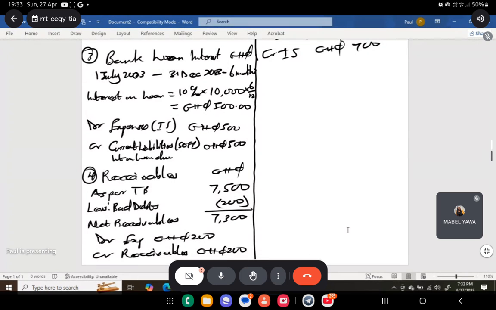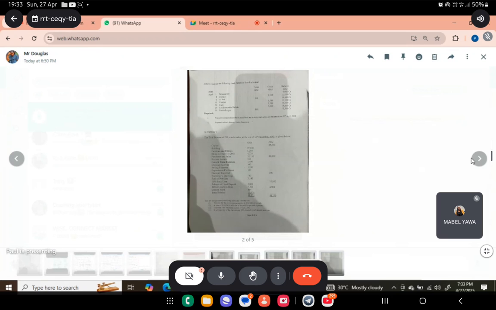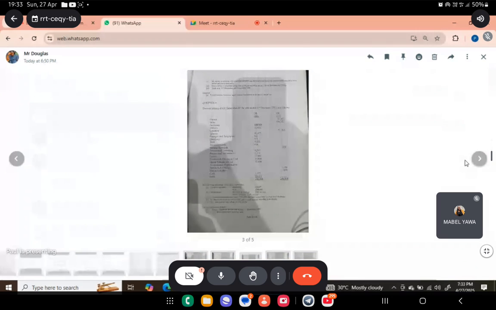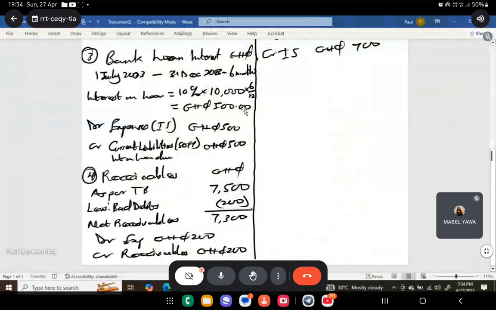I think it's left with two more additional information. Oh, one more. That's depreciation. So let me do it as working 6. So depreciation.